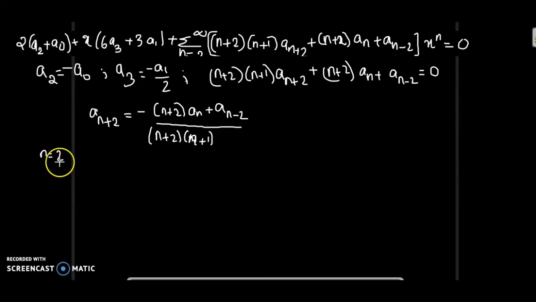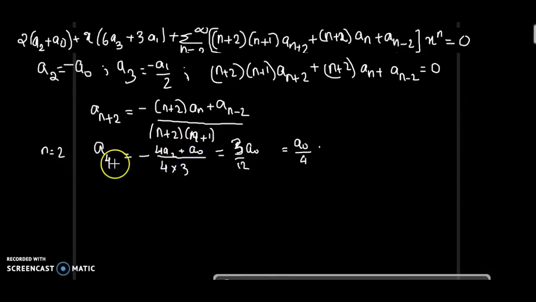So I am going to start with a2. n equal to 2 will give me a4. a4 is equal to minus 4a2 plus a0 divided by 4 into 3. Okay, a4 is equal to, substituting for a2, I am substituting minus a0, and calculating, I'll get 3 by 12 a0, which is a0 by 4. So a4 is equal to a0 by 4.